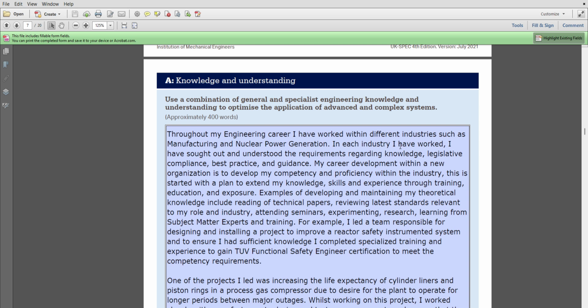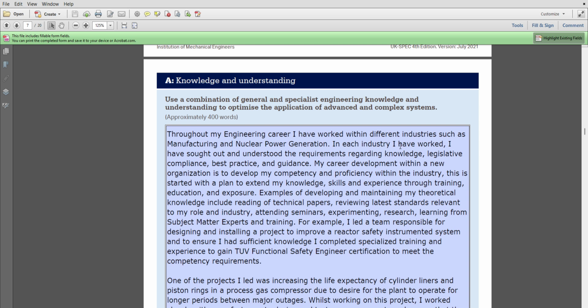For example, I led a team responsible for designing and installing a project to improve reactor safety instrumentation system. And to ensure I had sufficient knowledge, I completed specialized training and experience to gain TUV Functional Safety Engineering certification to meet the competency requirement.